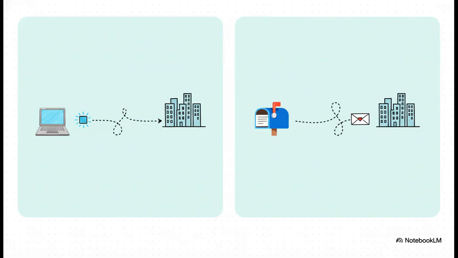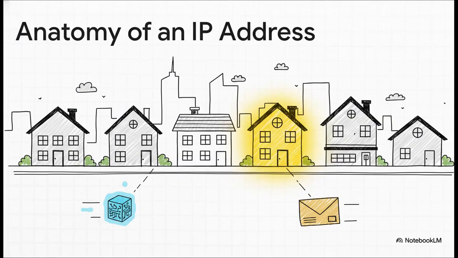Well, to get to the solution, first we have to understand the address system. See, every device on a network has an IP address, and honestly, it works almost exactly like a physical mailing address. It's made of two key parts. The first part is the network ID, which is like the city and state. It gets a piece of data to the right general area. And then there's the second part, the host ID. In our little analogy, this is the street and house number. It pinpoints the exact specific device inside that larger network.